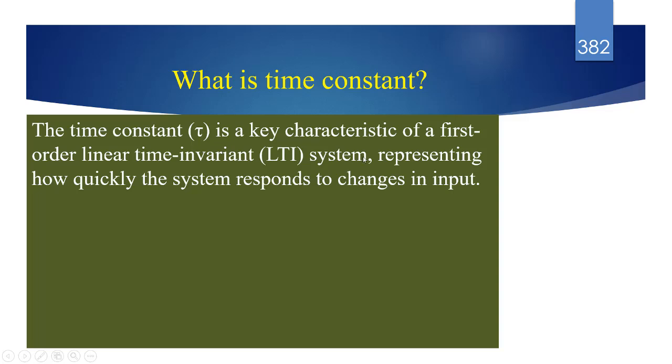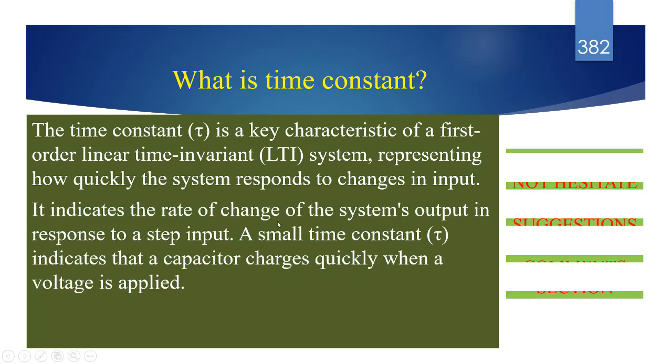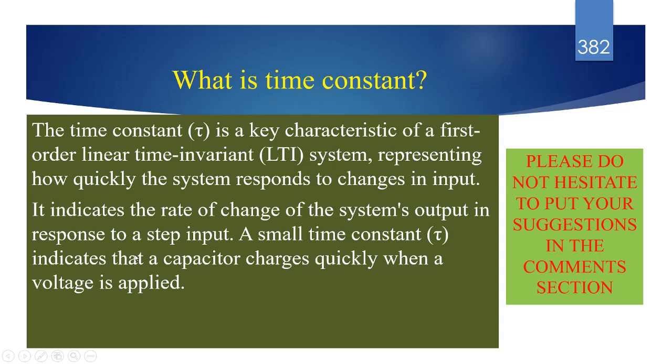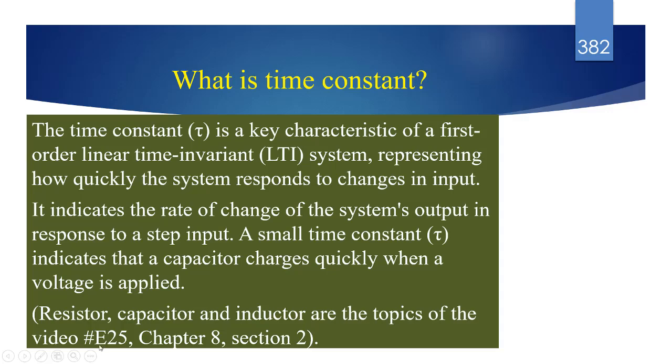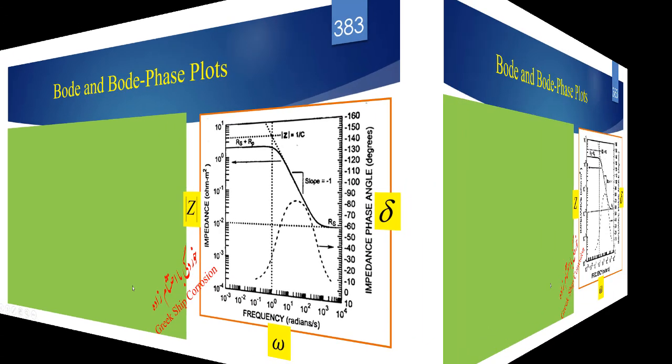The time constant tau is a key characteristic of a first-order linear time-invariant system, representing how quickly the system responds to changes in input. It indicates the rate of change of the system's output in response to a step input. A small time constant indicates that a capacitor charges quickly when a voltage is applied. Resistor, capacitor, and inductor are the topics of video number E25, Chapter 8, Section 2.